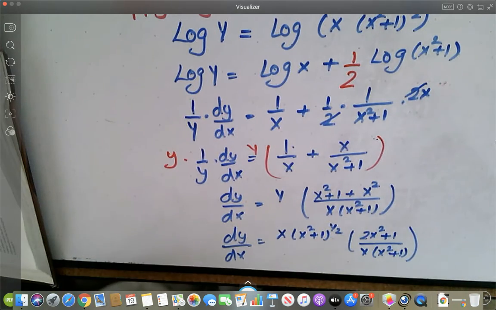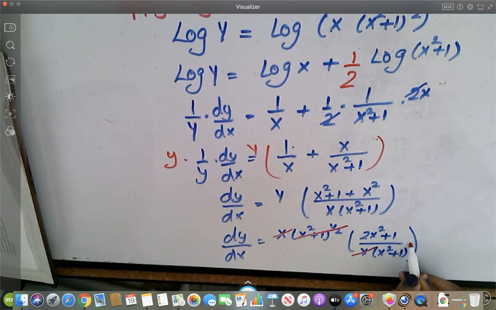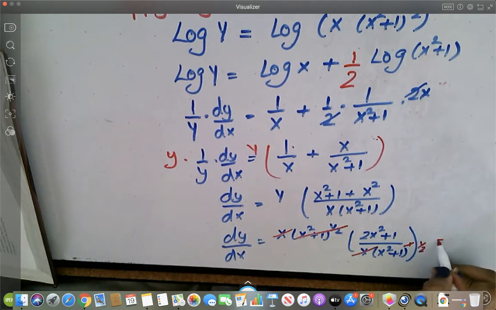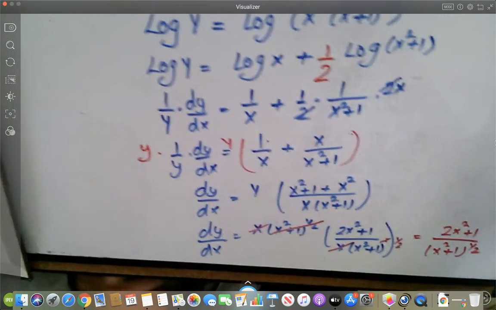Almost there. Now let's just simplify the whole thing. Okay, I can cancel out the x's, so this x is going to get canceled out. This is x squared plus 1 to 1/2, and this is 1 whole. So let's just cancel out half of that, and now there is 1/2 left. Now finally, my answer would be 2x to the second plus 1 over x squared plus 1 to 1/2, or radical. Here you go. So that's my first example.